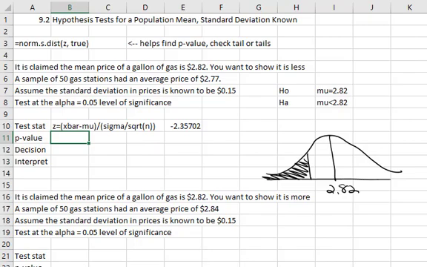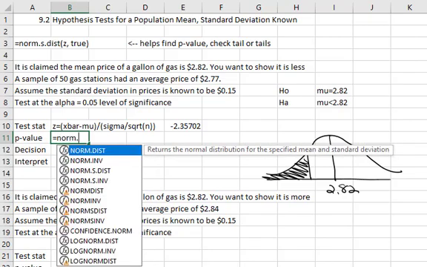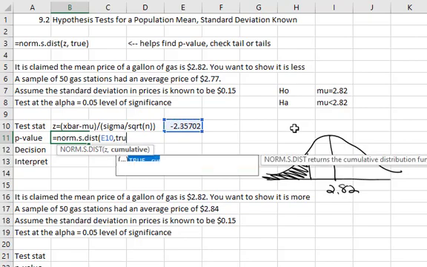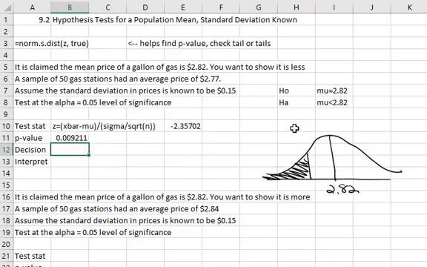We can now calculate the p-value using that normal command. Equals NORM.S.DIST, open a parentheses. I'm just going to select our z-value that we just found, comma, TRUE, and when we hit enter, we find our p-value is 0.009211, which is smaller than alpha, our level of significance. If the p-value is smaller than alpha, we will reject the null hypothesis.